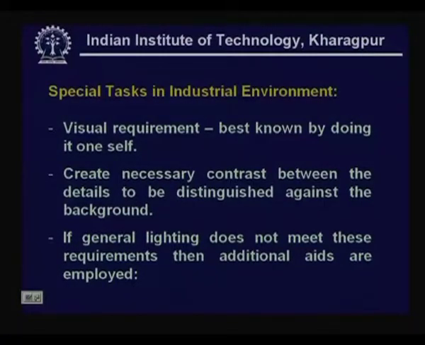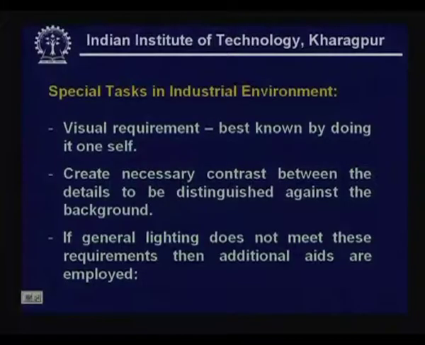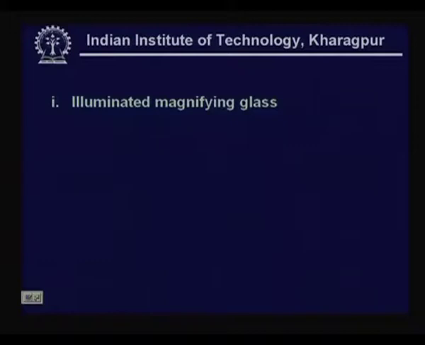Therefore, their level also may need control, and this is where we come back to the concept of general lighting together with local lighting. In fact, the statement says general lighting will not completely meet these requirements and additional aids are employed. What do I mean by additional aids? Additional aids are in the form of local lighting plus the ability to control. These could be in the form of an illuminated magnifying glass.